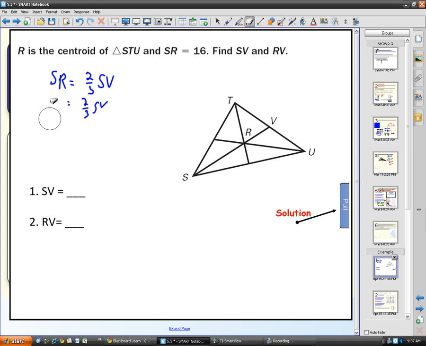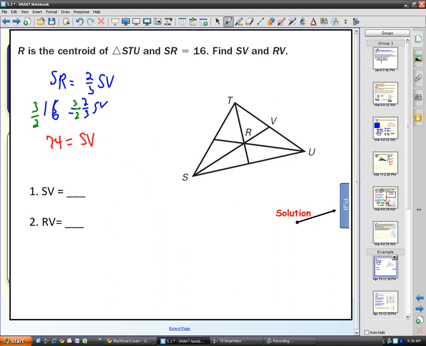Now, I don't know how much algebra you have had, or how much you've dealt with dividing by fractions. But I'm going to multiply by the flip of that fraction. So I'm going to multiply by 3 over 2. If I multiply 3 by 2, on top I get 6, and on the bottom I also get 6. So 6 over 6 is 1. So I'm going to multiply this side by 3 over 2 to keep it the same. And when I do that, I believe I will get 24 for the length of SV.